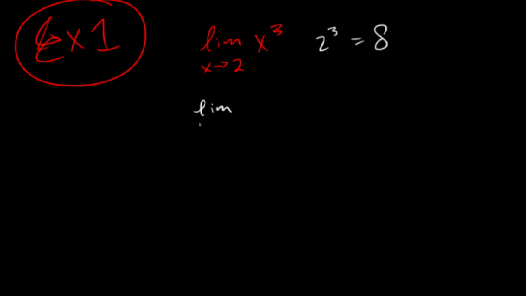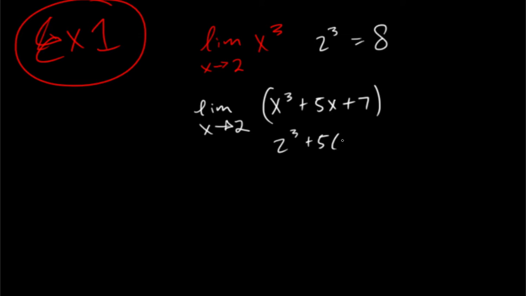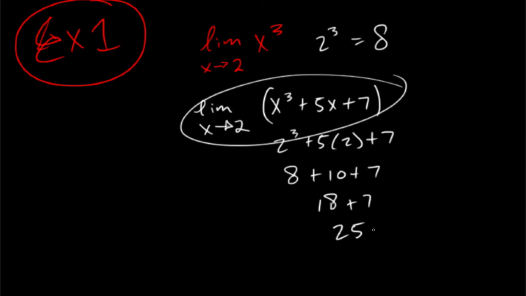Next problem in this example, we're still approaching 2, but we get x cubed plus 5x plus 7. Once again, we can plug in a 2, get 2 cubed plus 5 times 2 plus 7. It's going to be 8 plus 10 plus 7, or 18 plus 7, and that leaves us with 25. So once again, this limit is just 25.